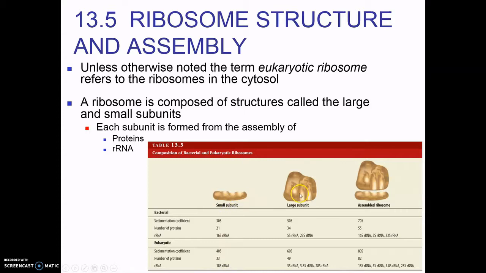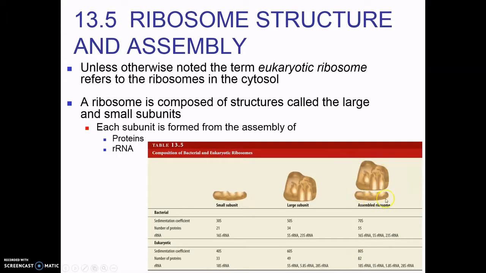Let's move over to the large subunit. The large subunit is called the 50S in bacteria, or the 60S in eukaryotic organisms. Bacteria have 34 proteins and 2 distinct chunks of RNA, so a 5S and a 23S. Eukaryotes have 49 different proteins in this large subunit and contain 3 distinct pieces of RNA.